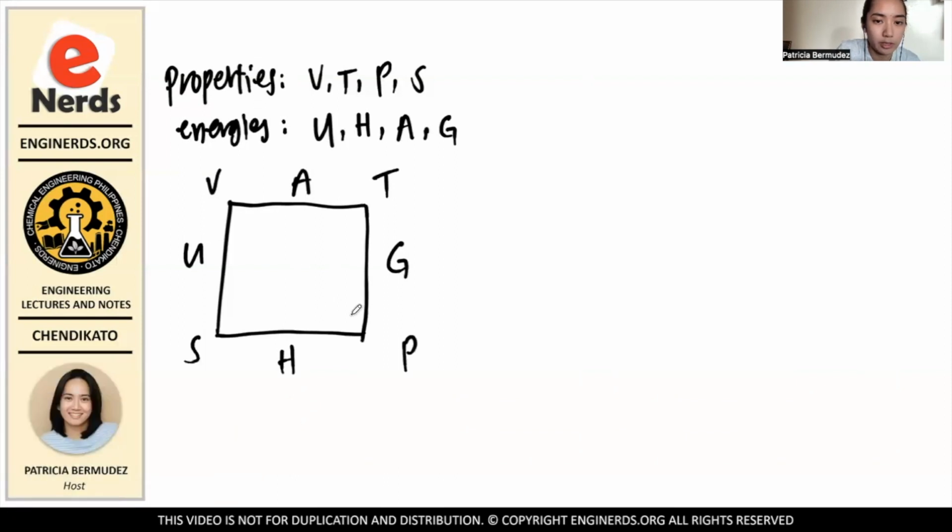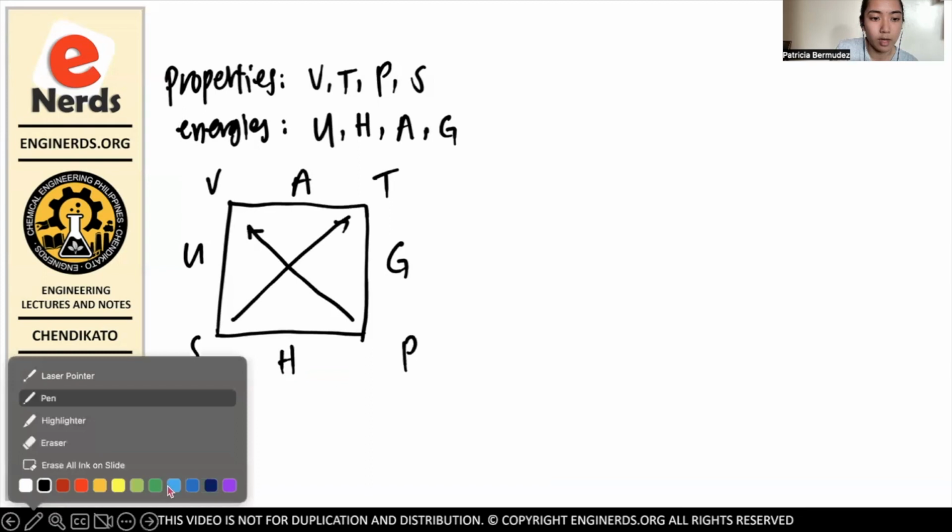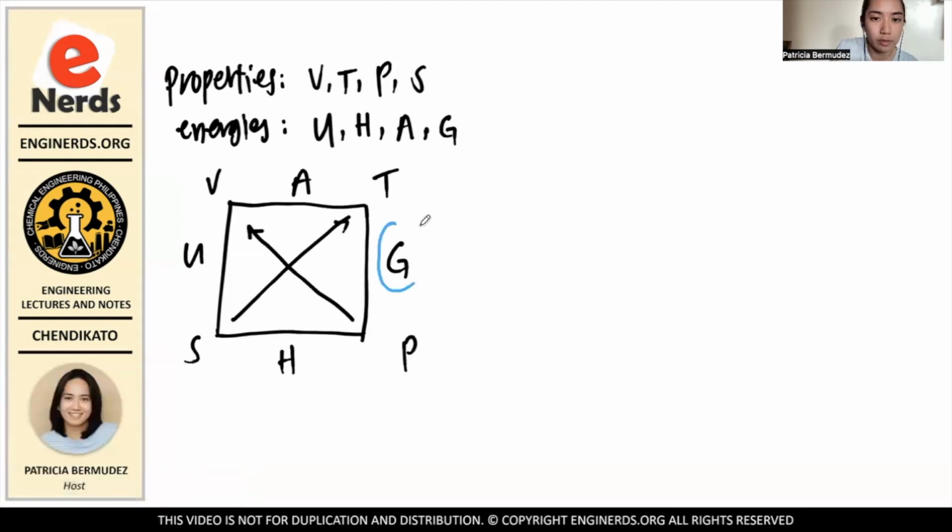So now what we're gonna do is you have to draw an arrow between the corners from P to V and then from S to T. And that is to indicate that your P is related to volume while temperature is related to entropy. Okay? For our Maxwell relation. So, the method that you have to follow in order to derive these four equations here is you have to start with the energy. Okay? So, let's start with Gibbs.